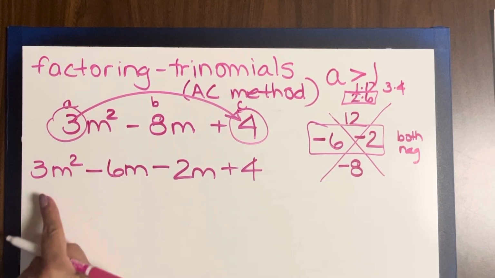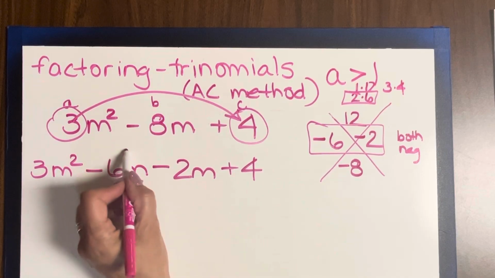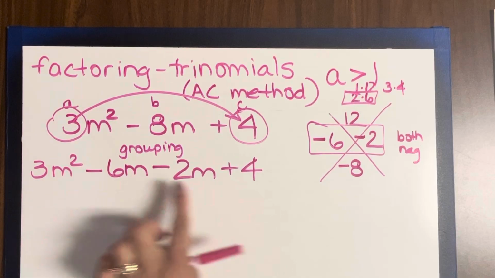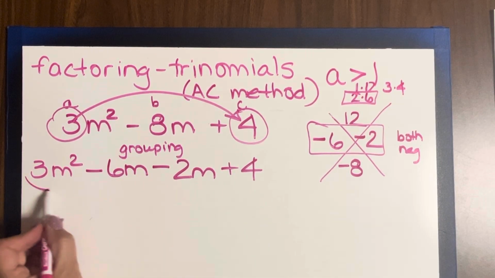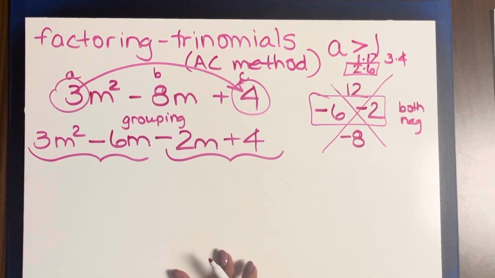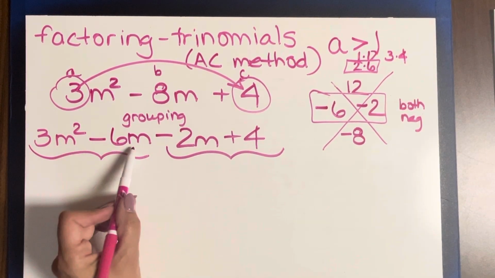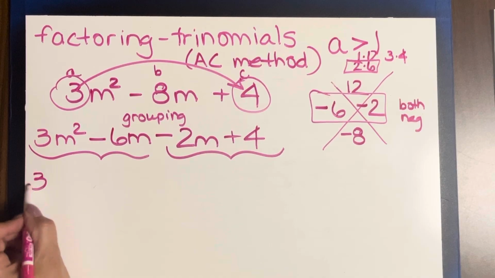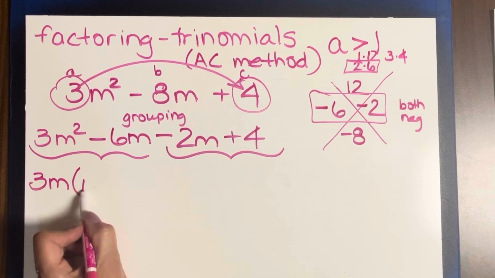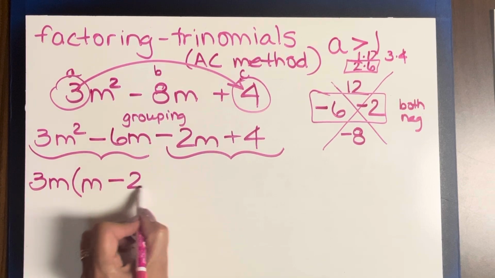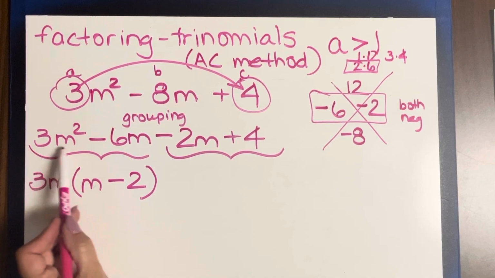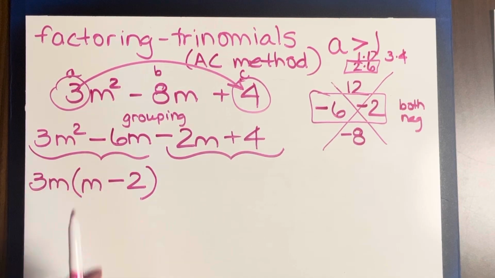So this problem now looks like one we did before, which was grouping. I have 4 terms. I'm going to pair these together and proceed as a grouping problem. So for these 2 terms, I'm going to factor out my GCF, which is going to be 3m. What do I have left? An m and a minus 2. If you multiply this back together by distributing, you should get these terms right here.